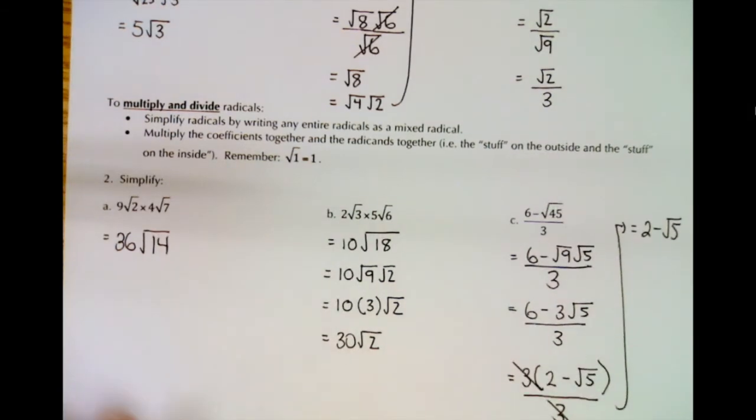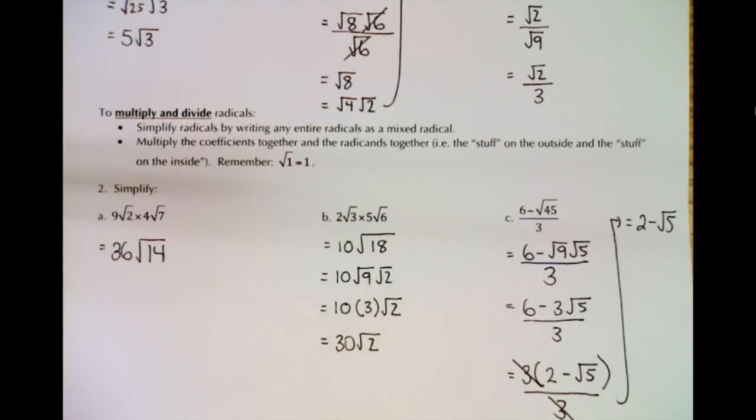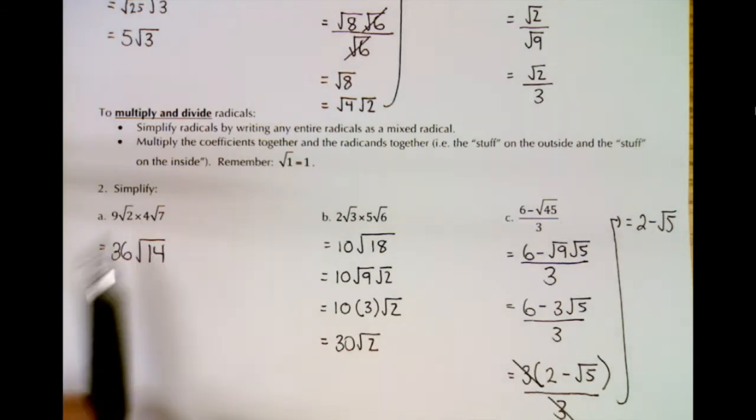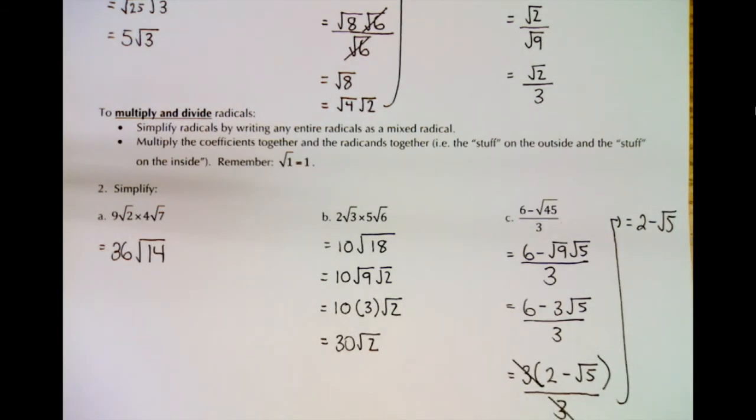And if you have a calculator that can reduce radicals for you, you could type all of these in from the beginning and they would give you the final answers. Okay? But again, what's important here is the process. You need to be able to simplify radicals on your own without a calculator.